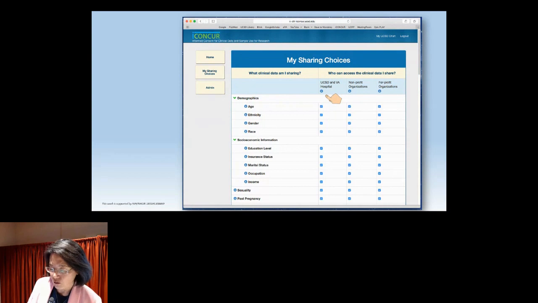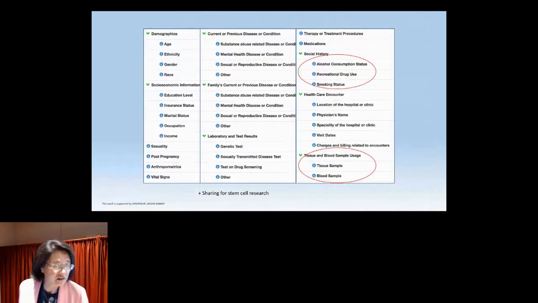We used categories that were shown in the literature to be more sensitive, as well as some very common things to share, as was mentioned here before: age, ethnicity, gender, race. And also social history and tissue and blood sample usage, we wanted to put there because the All of Us program was coming, and we wanted to know who would even consider sharing all of that.